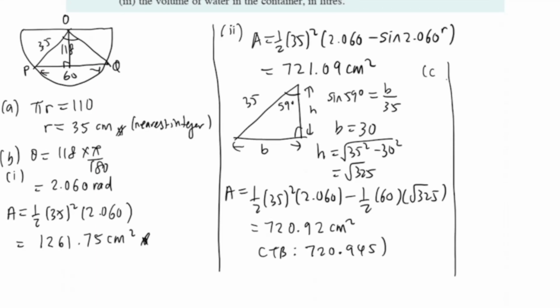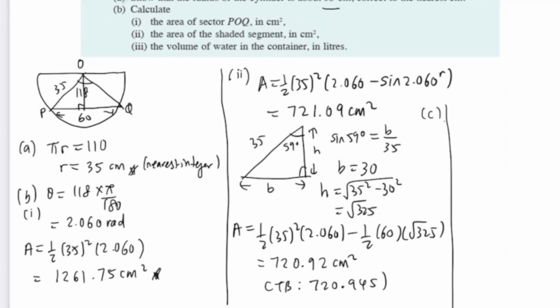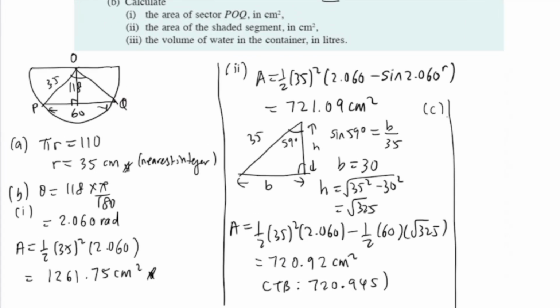Okay, lastly, the volume of water in the container. You're finding the volume of water in a container. Well, volume is cross section times height. You already know the water is here, this one. The length of your container is 200. So we just take the volume equals to area times length.